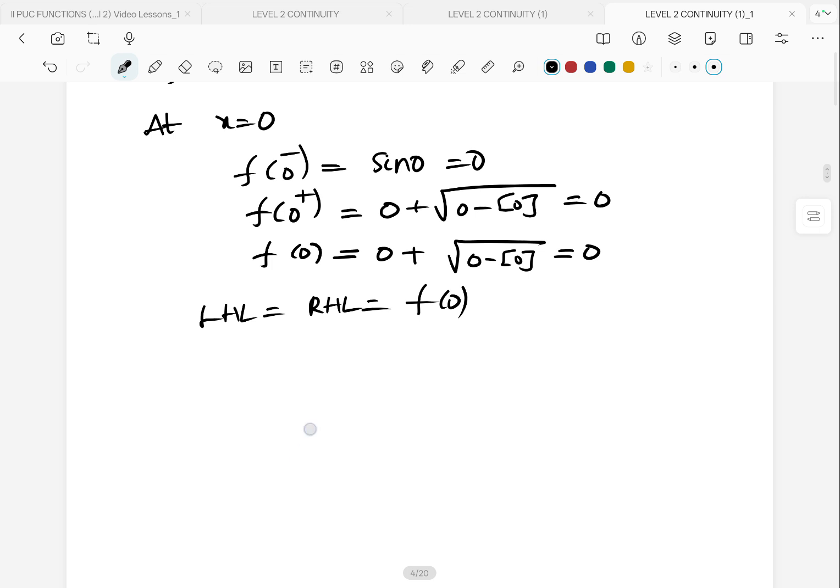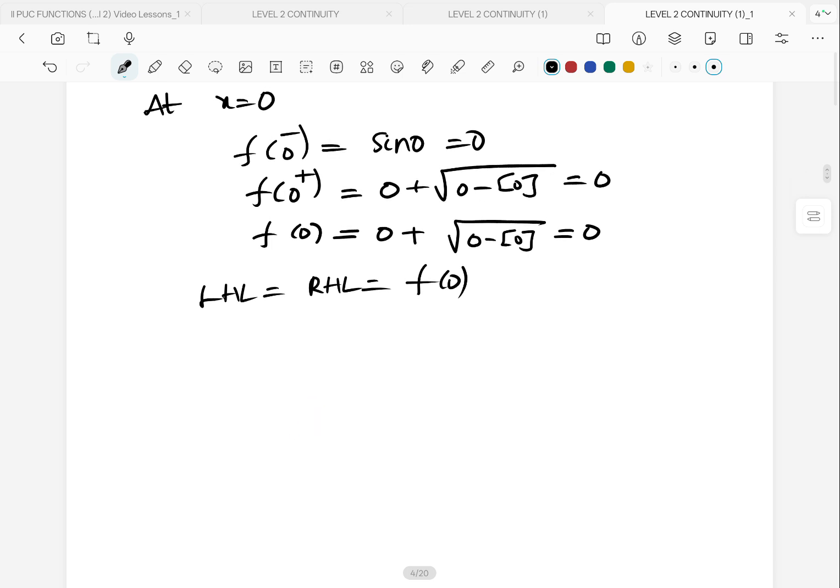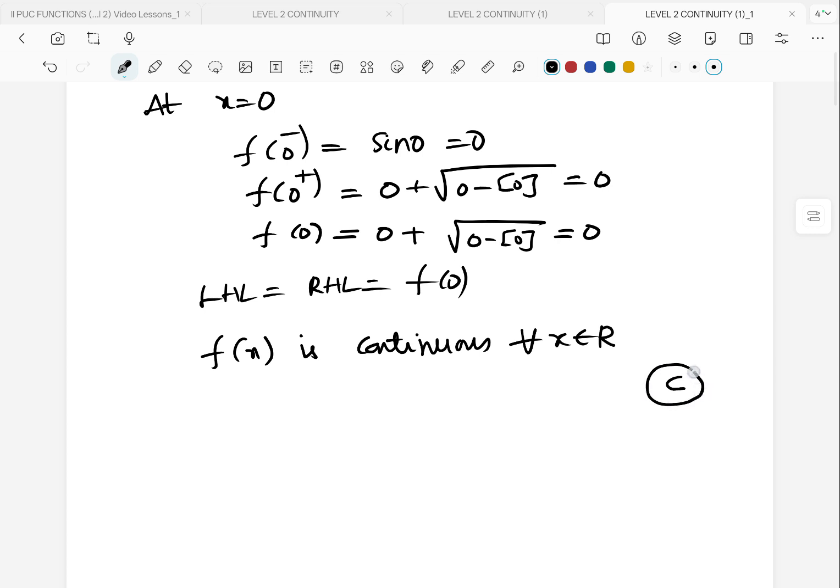So all cases are discussed. At non-integral points the function is continuous. At integral points the function is continuous. When x is less than 0, f of x is defined as sin x, which is also continuous. And at 0 we have discussed separately the left hand limit, right hand limit, and value of the function. So we conclude that f of x is continuous everywhere, which can also be written as f of x is continuous for all x belonging to R. So the correct option is C.